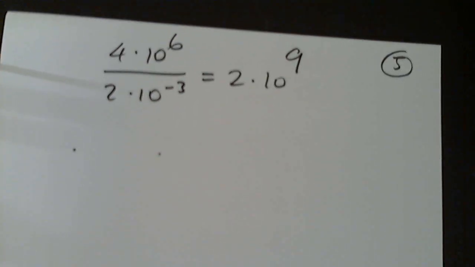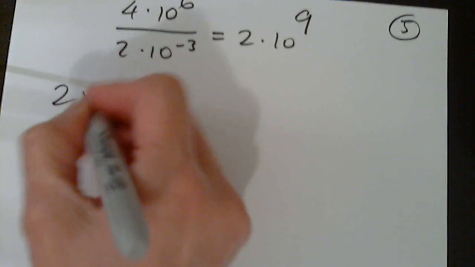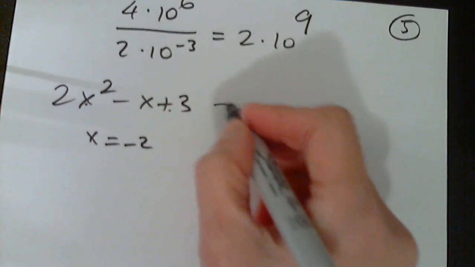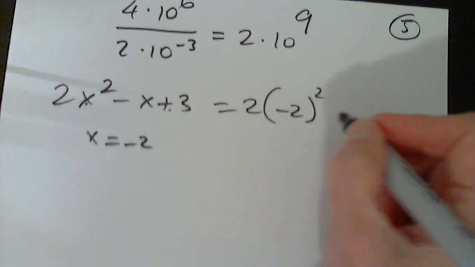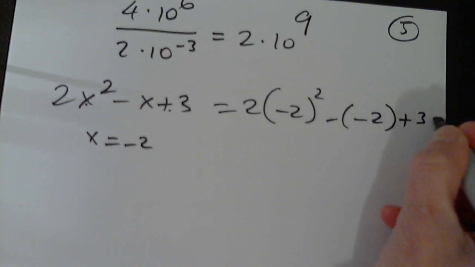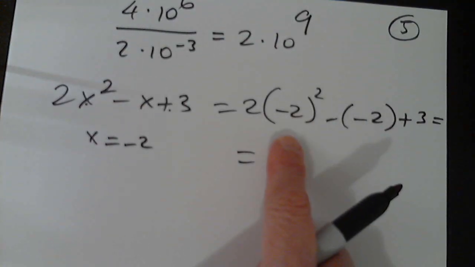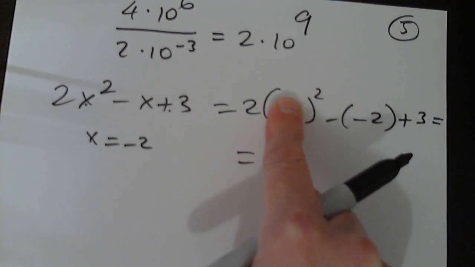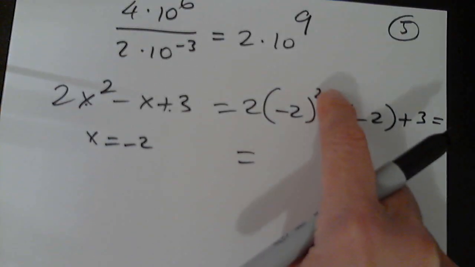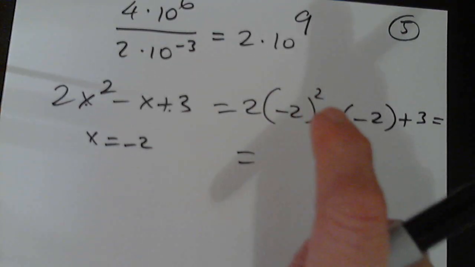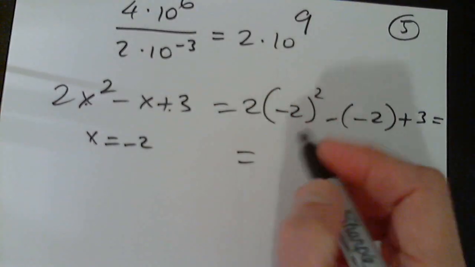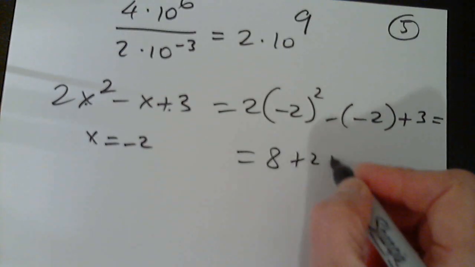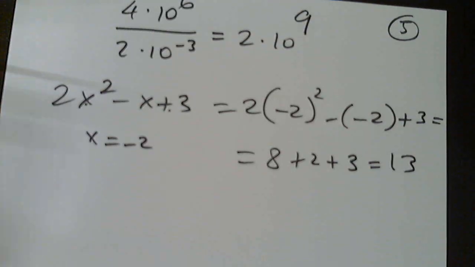Then we want to evaluate 2x squared minus x plus 3, for x equals negative 2. So 2 times negative 2 squared, minus negative 2, and plus 3. First we square. I get 4 because any number I square, because the power is even, I always get a positive number. Negative 2 squared is 4. 4 times 2 is 8. Negative times negative is positive, and plus 3, so that is 13.